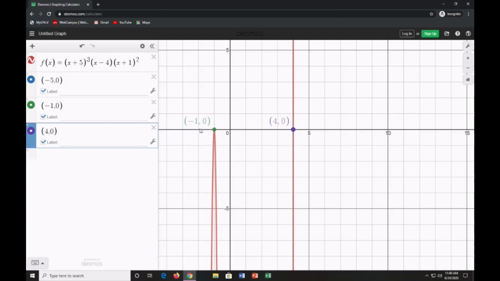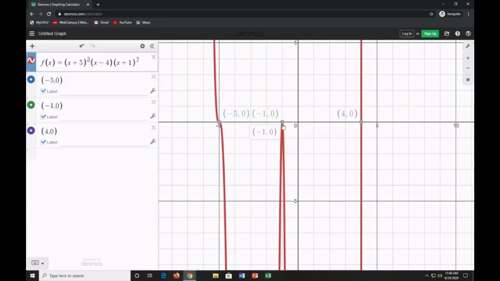But the nice one was this negative 1, 0, where the graph hit the negative 1, 0 point and then bounced back to the same side. That was very interesting to see. Okay, so let's graph the other polynomials.